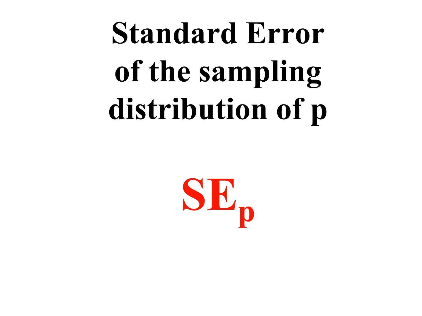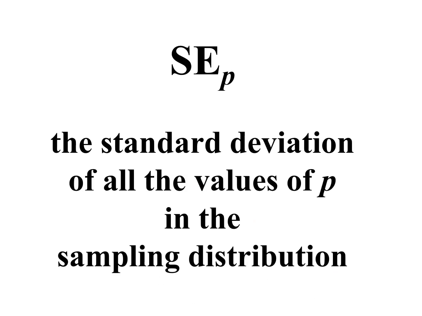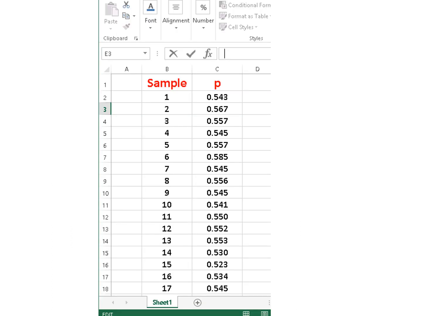We also talked about the standard error of the sampling distribution of P. The standard error is denoted as SE. The standard error is the standard deviation of all the values of P in the sampling distribution. So again, if you have 700 samples and calculate P for each sample, you have 700 values of P. If you calculate the standard deviation of these 700 values, you get the standard error.